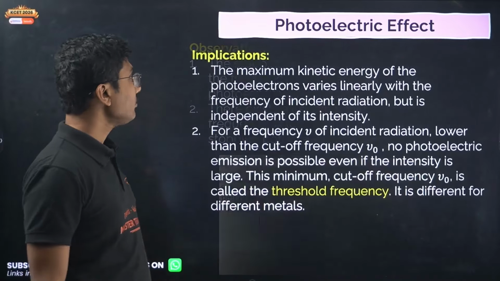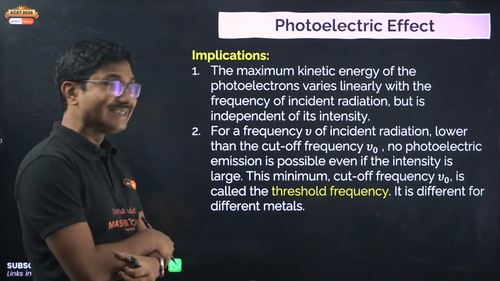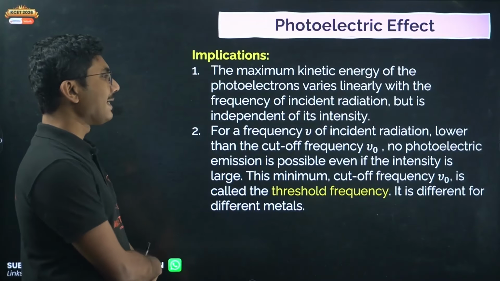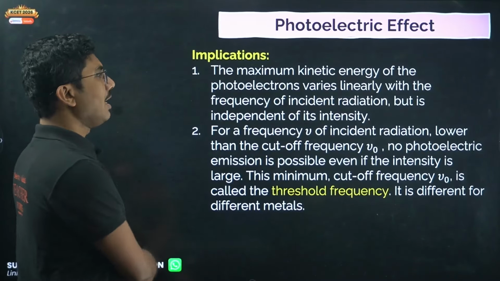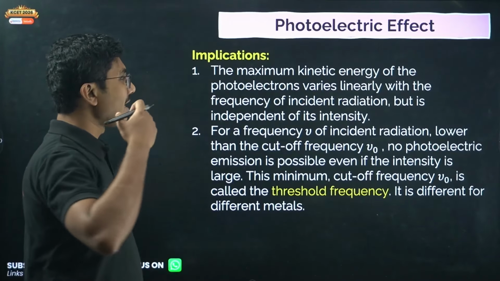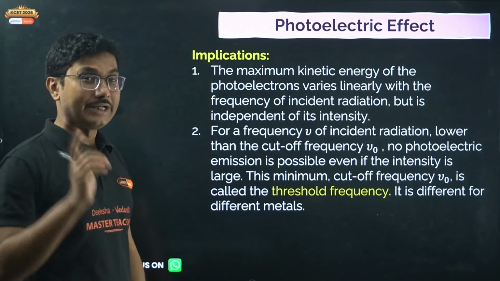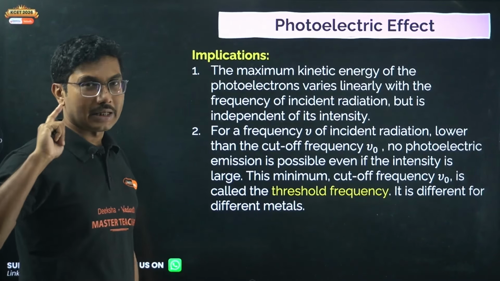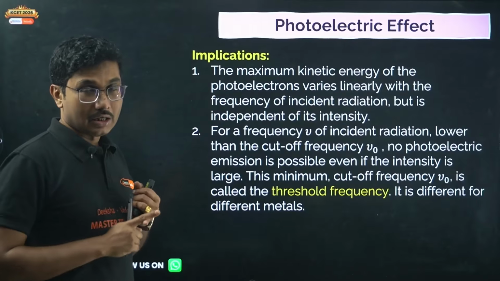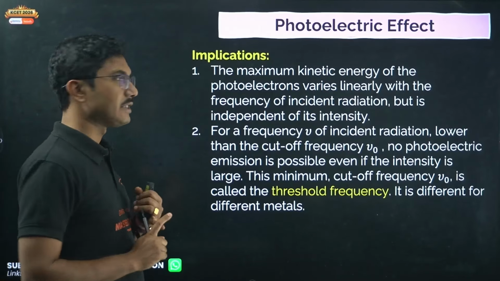The maximum kinetic energy of the photoelectrons varies linearly with the frequency of incident radiation, but it is independent of the intensity. So kinetic energy is dependent on the frequency, but independent of intensity. Intensity only determines the current; whether it is the cutoff voltage or the maximum kinetic energy of the electron, both are independent of intensity.